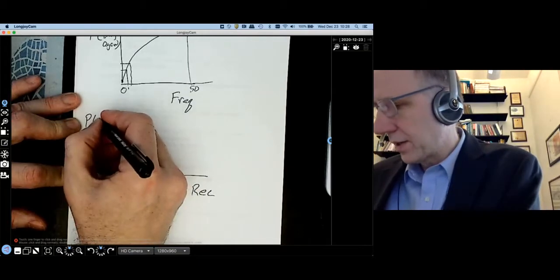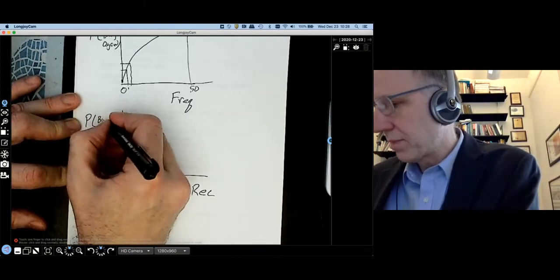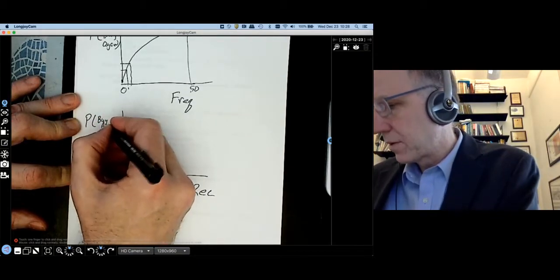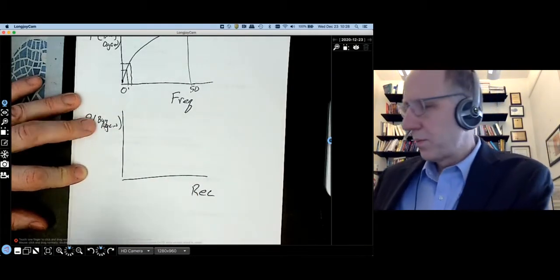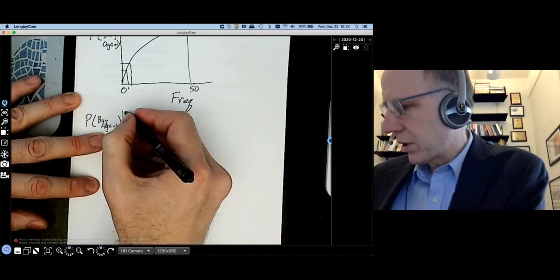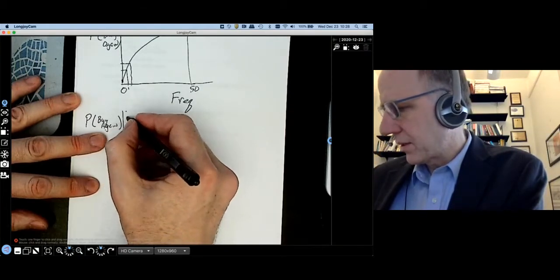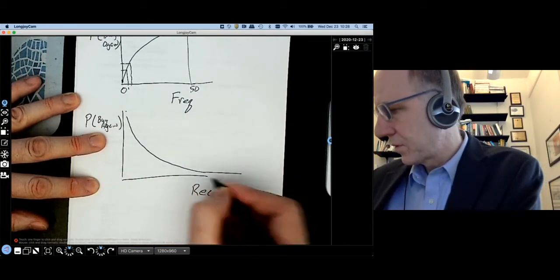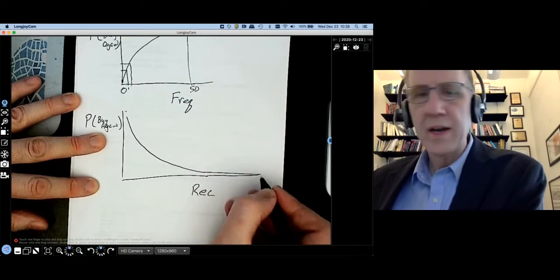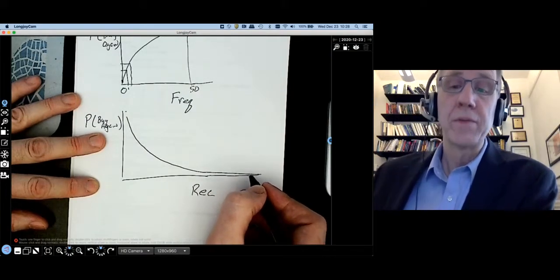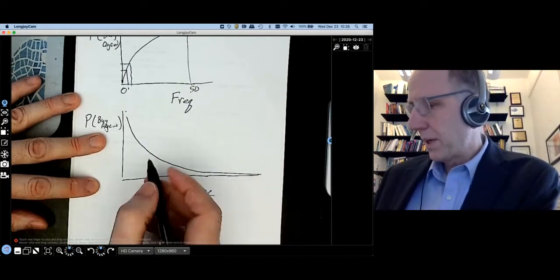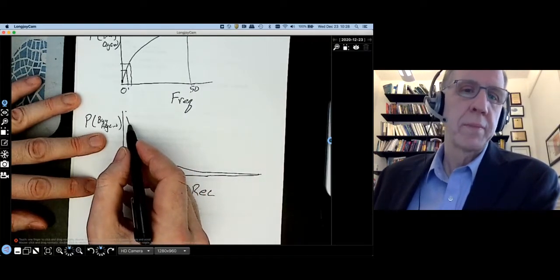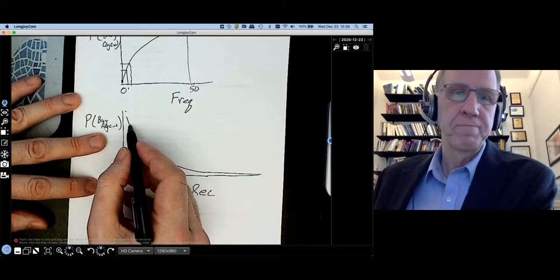Let's also look at the probability that a customer buys again as a function of recency. The usual shape of this curve is something like this. So if I have not bought from you in 5 years, chances are I'm not going to buy again. But if I bought from you last week, I'm pretty likely to buy from you again.